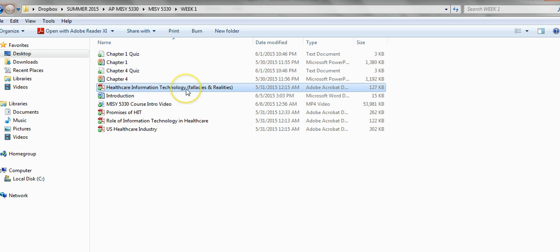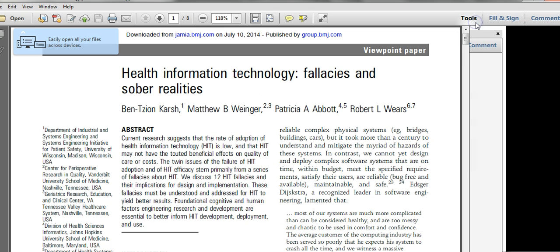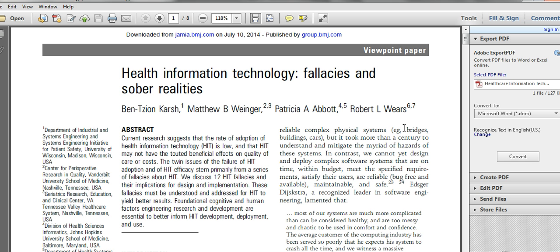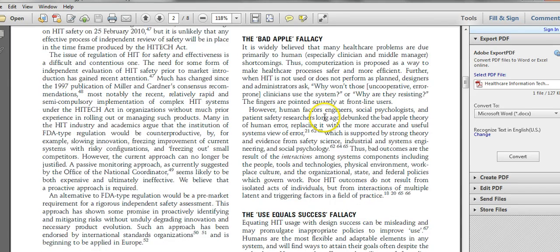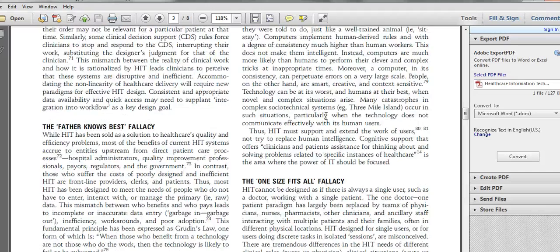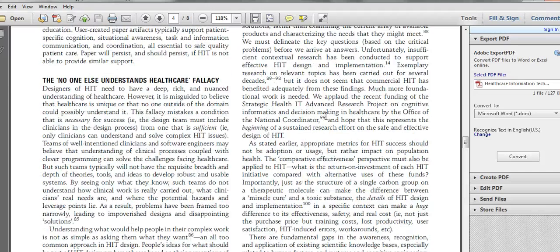So let's look at this article, Healthcare Information Technology and Fallacies. It's an 8-page article. Most of the articles will be between 5 to 10 pages. Easy read, interesting. It talks about practical implications. When you read this, the current research suggests that the rate of adoption of HIT, or healthcare information technology, is low. So this talks about what the fallacies and implications of design are. I'm just skimming, and I'm just trying to tell you that you've got to read the whole thing, but I'm just going to talk about the gist, okay?